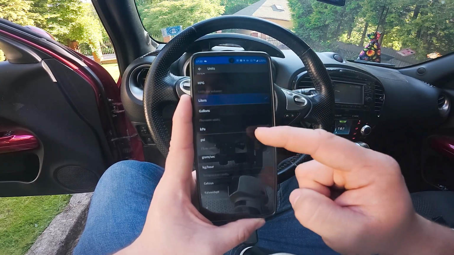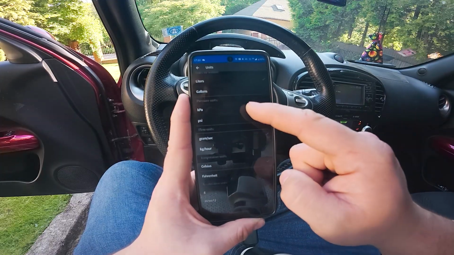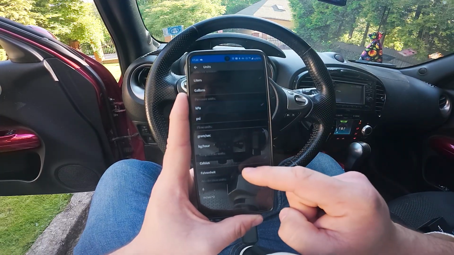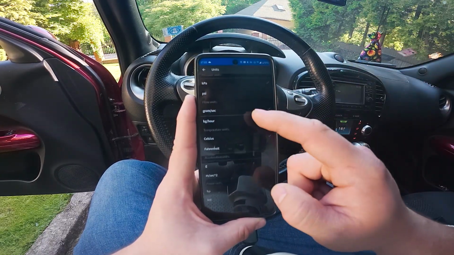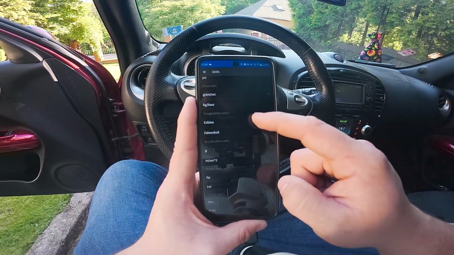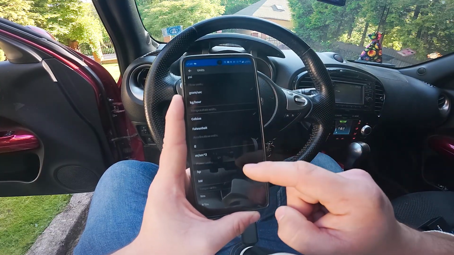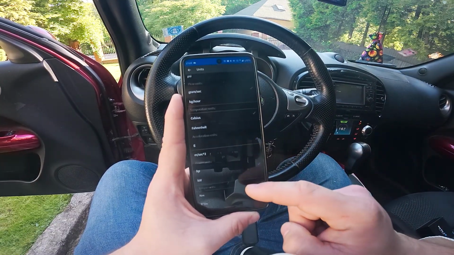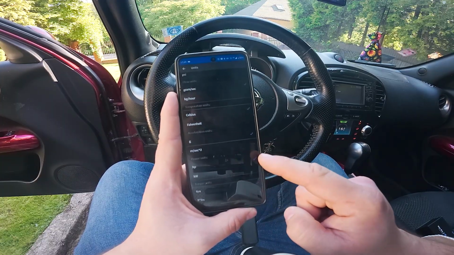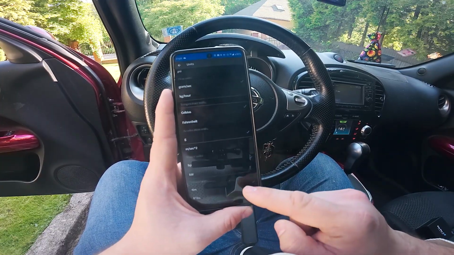Next you can change units for volume, tire pressure, units, flow units, temperature units, acceleration units, power units, and torque units.